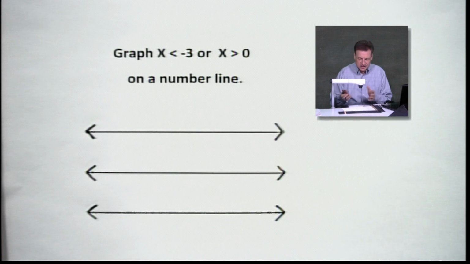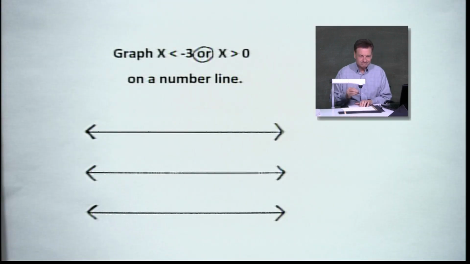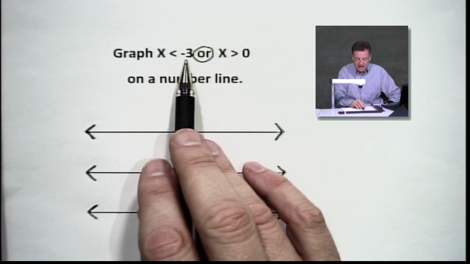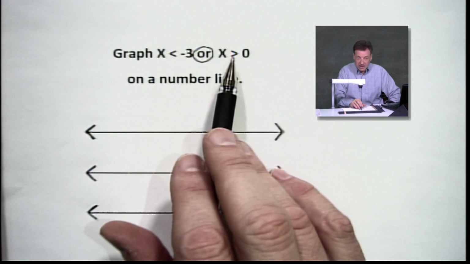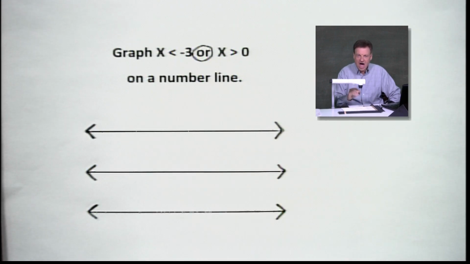Well, let's take a look. Let's look at some of our or situations, all right? Now, we're going to start with these. We're going to take the word or. That means I could find numbers that are less than negative 3, or I can find numbers that are greater than 0. They do not have to satisfy both of those conditions.